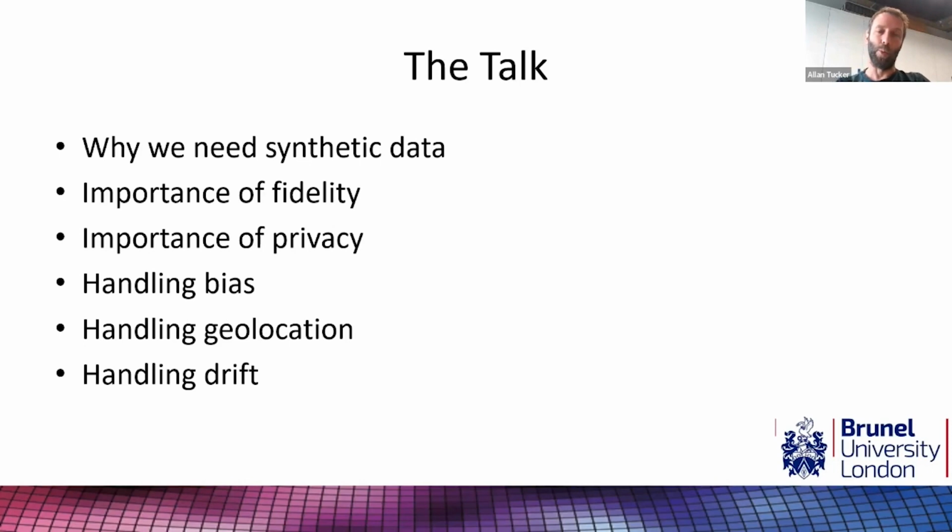But also what we started to explore are other issues that have branched off from that, having worked on this now for a number of years. And in particular, I'd like to talk a little bit about dealing with bias when generating synthetic data, dealing with geolocation, so geography, and the impact of location, and then finally talking a little bit about drift, the idea that data can actually change over time. So that's the order, at least, of the talk.